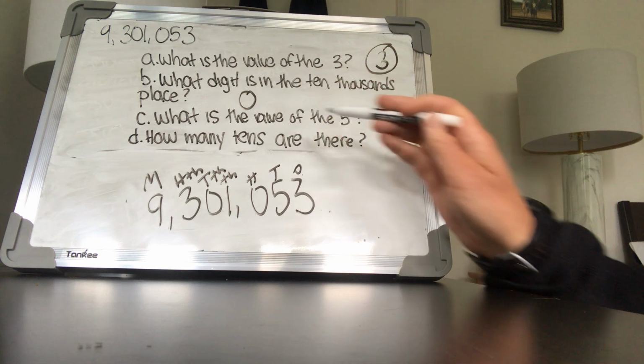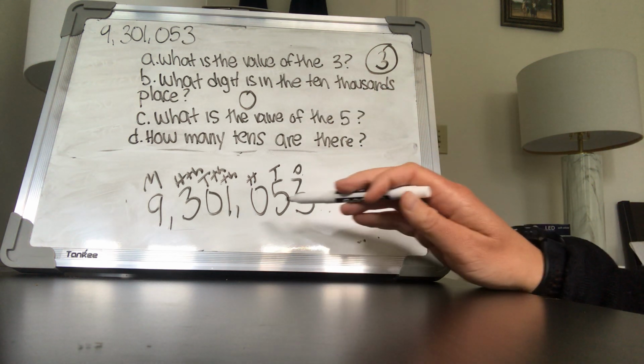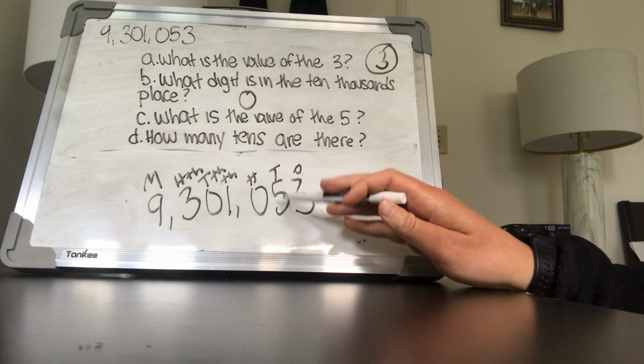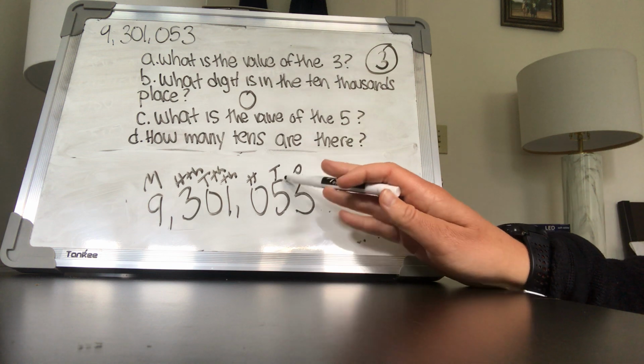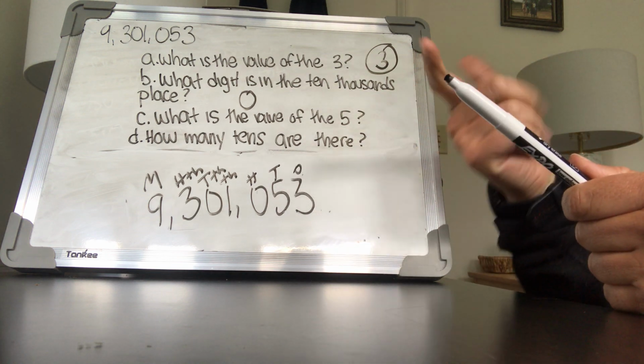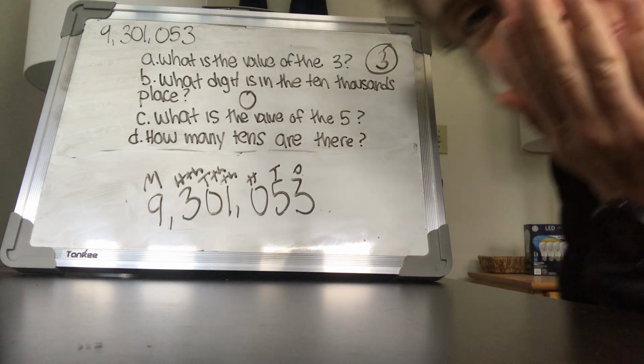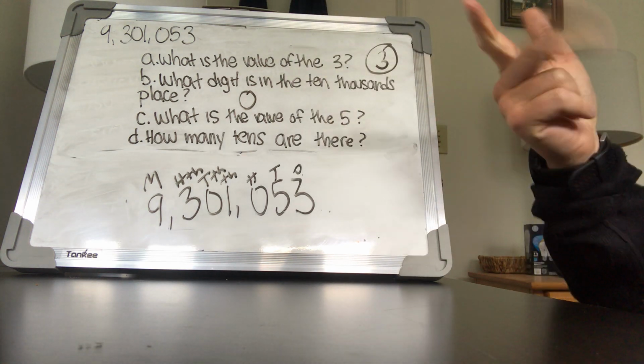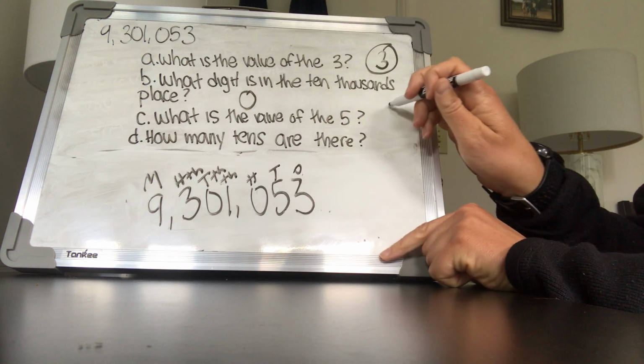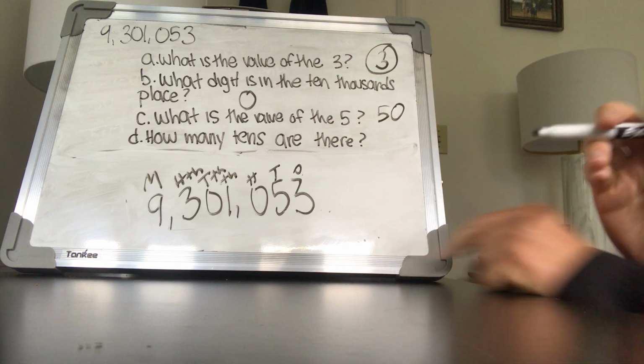C says, what is the value of the 5? Let me look at the 5. 5 is in the tens place. 5 tens would be 5, 10, 15, 20. Oops, I just counted by 5s. 10, 20, 30, 40, and 50. The value of the 5 is 50.